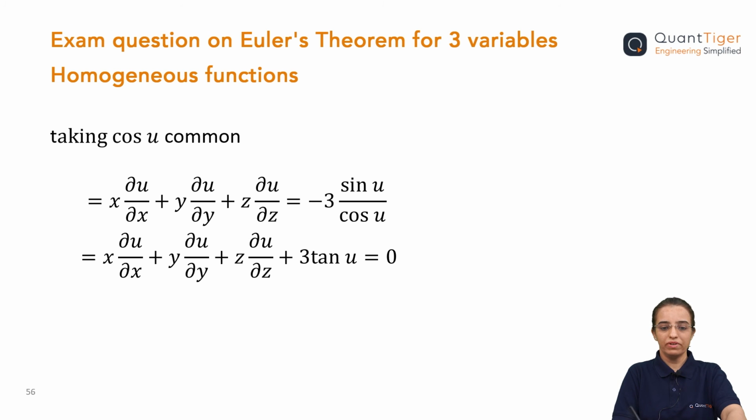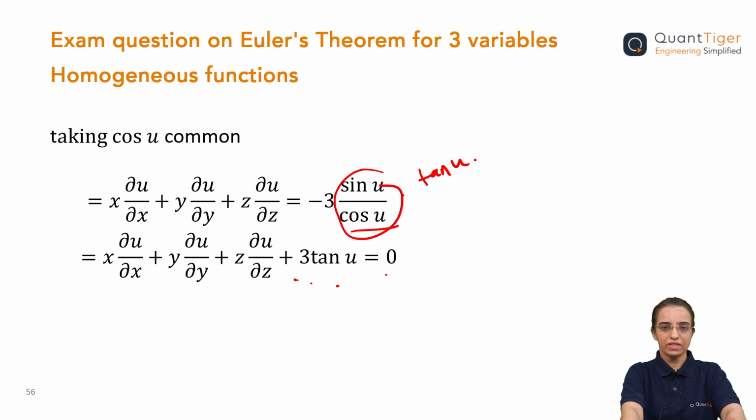After taking it out common, we can shift it to the right hand side, so it will become like a denominator. And sin u by cos u is nothing but tan u, we can write it like this, and then I have shifted it to the left hand side, so it became plus 3 tan u, which is equal to 0. So this is how we have come to the proof of what we needed to show for this question. I hope you understood here. We just applied Euler's theorem for 3 variables, which is applied for a homogeneous function.